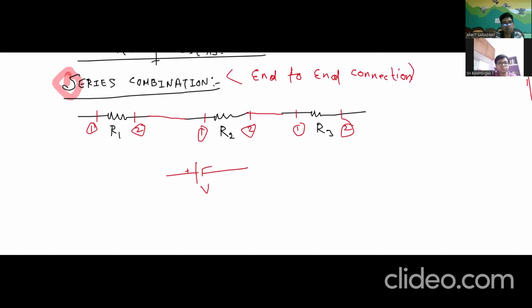So, for example, if the battery has voltage V and I connect all the resistors with this cell like this, then what will happen?